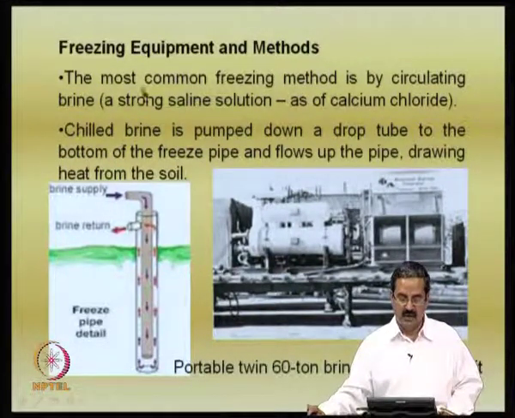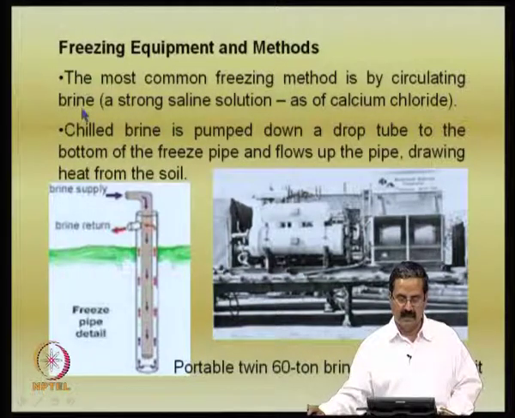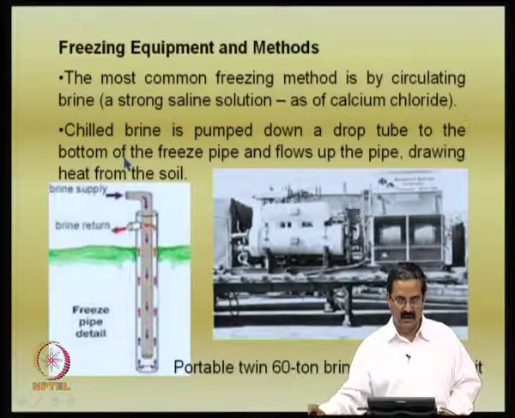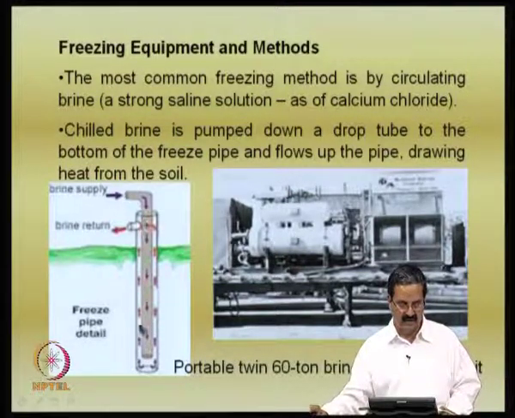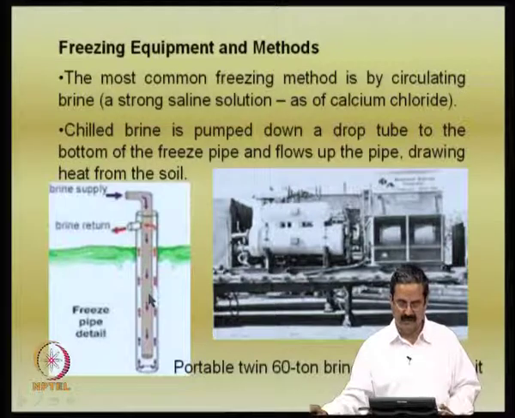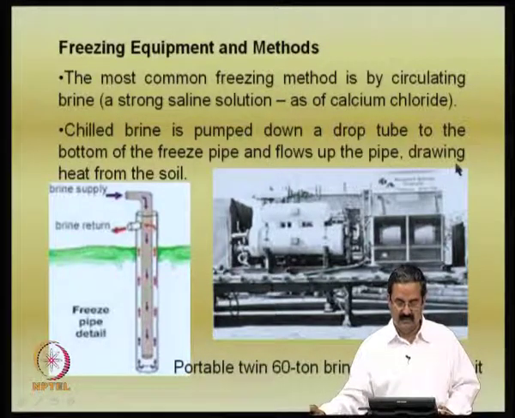As I just mentioned, the most common freezing method is by circulating a brine, a strong saline solution like calcium chloride. A chilled brine is pumped down a drop tube like this, a brine supply, and then you have the liquid here. This area creates that particular freezing. Because of this process it draws the heat from the soil. This is some sort of refrigeration unit.